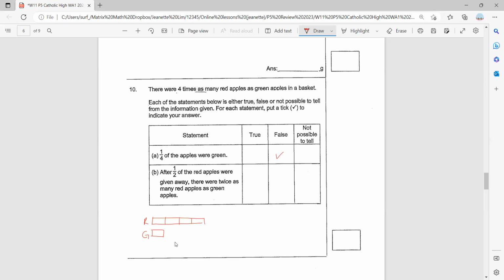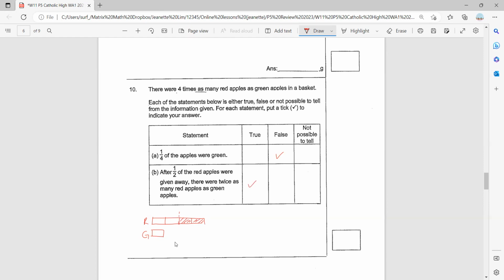B, true or false or not possible to tell. After half of the red were given away, there were twice as many red as green. After half there were twice. Yeah, that's true. After half of the red, that means this part here is gone, right? There will be twice. So yes, it's true.